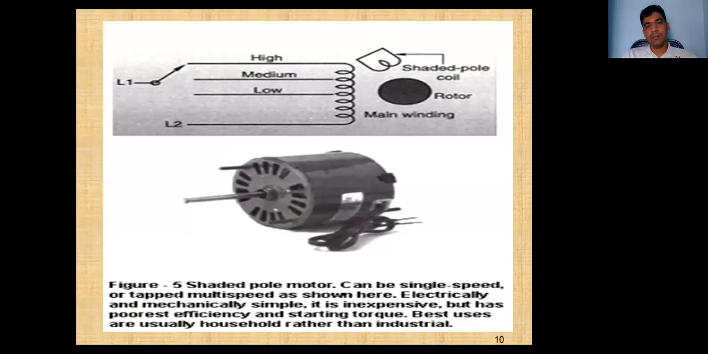This is the shaded pole induction motor for varying speeds. The shaded pole motor may be single speed or tapped multi-speed, as shown here. Electrically and mechanically simple, it is inexpensive but has the poorest efficiency and poor starting torque. So the best uses are usually household rather than industrial. For household applications we use the shaded pole motor, but it has poor torque and poor efficiency, with high losses. It can be single speed or multi-speed.